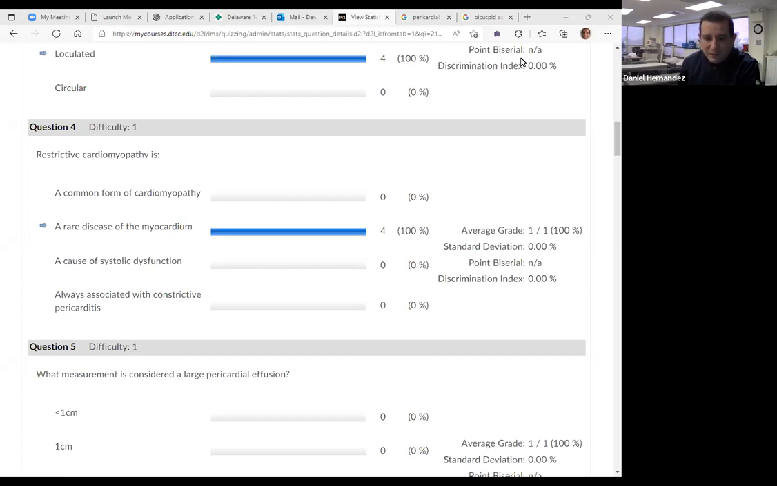Restrictive cardiomyopathy is always associated with constrictive pericarditis. No, that's definitely wrong. They're two separate conditions, independent of each other. Again, one is pericardial layer, the other is myocardial layer. And again, it's not a common form of cardiomyopathy.